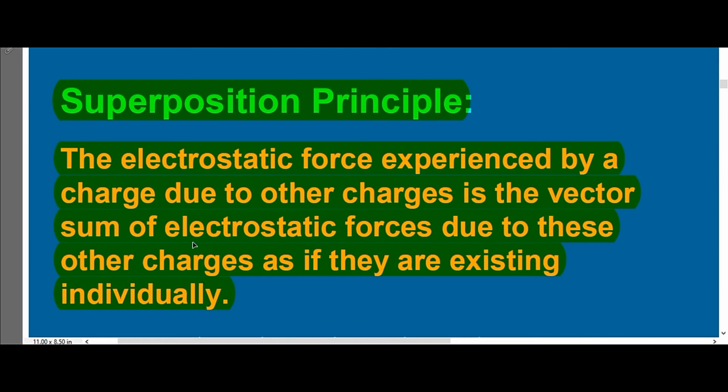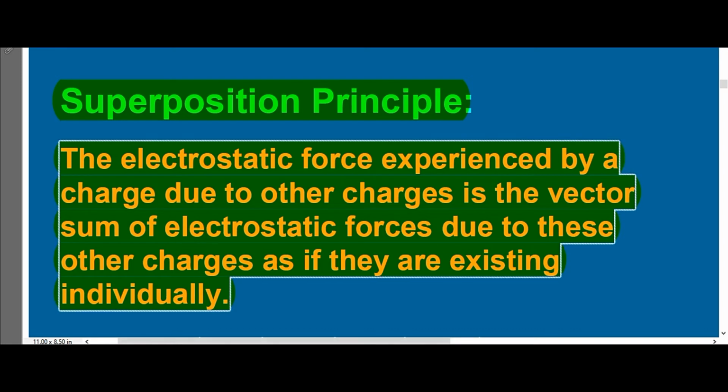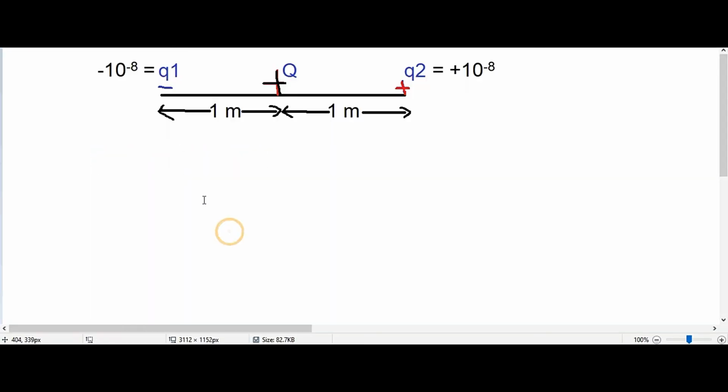It may be possible that the statement is not too clear, so let us take one important example and solve this numerical. In this numerical, as you can see here, we have one source charge, capital Q, and two neighboring charges, Q1 and Q2. Q1 has the value of minus 10 to the power minus 8 coulombs, the blue sign is the minus sign here, and this is Q2, plus 10 to the minus 8 coulomb.